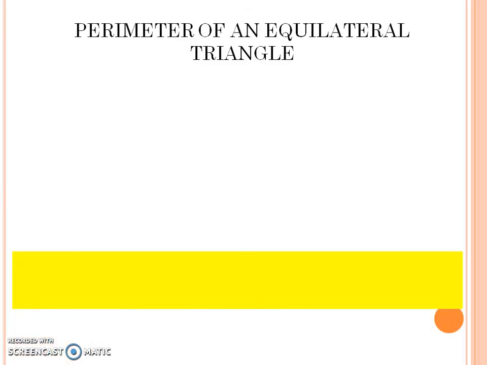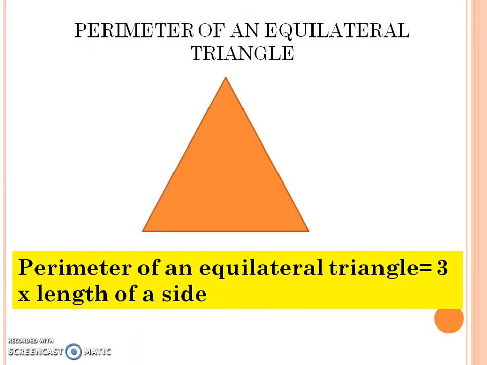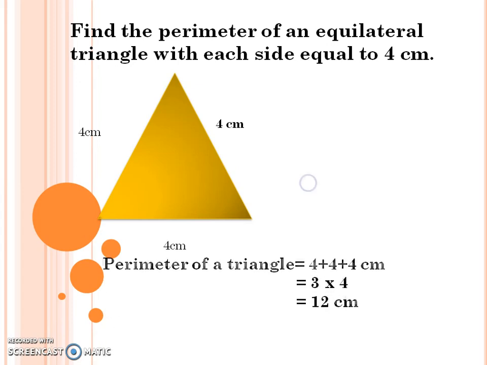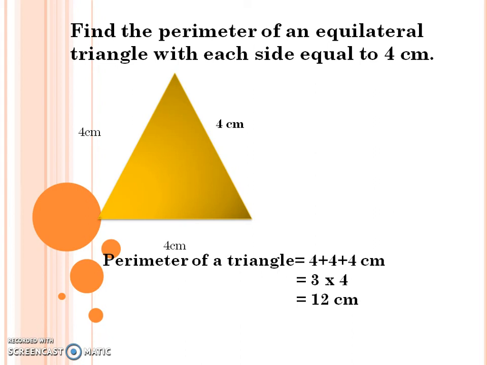Okay. Perimeter. Now how to find out the perimeter of an equilateral triangle? In order to find out the perimeter of an equilateral triangle, okay, what we need to use? The formula 3 into length of a side. Okay. Find the perimeter of an equilateral triangle with each side equal to 4 centimeter. So perimeter of a triangle is equal to 4 plus 4 plus 4 centimeter. You can also write 3 into 4. So you get 12 centimeter.